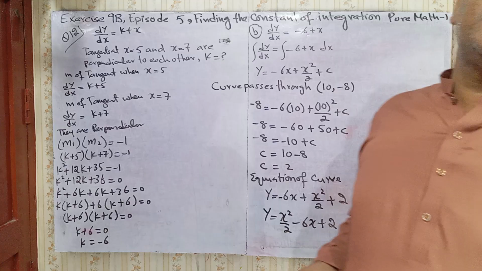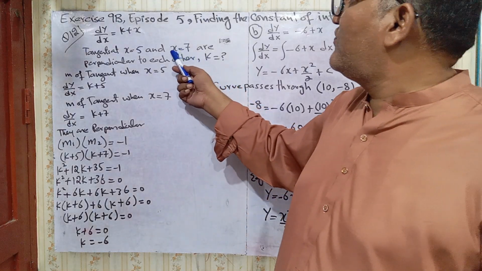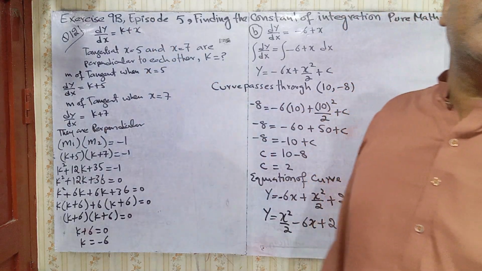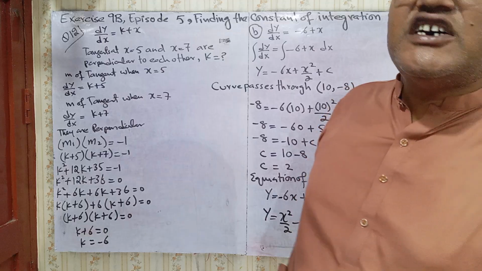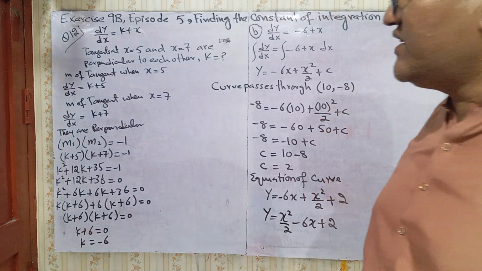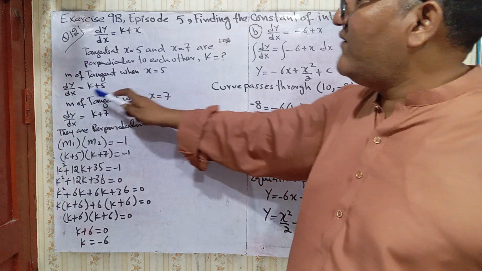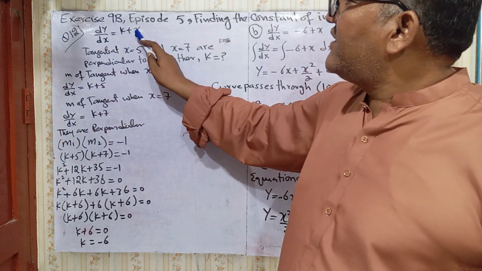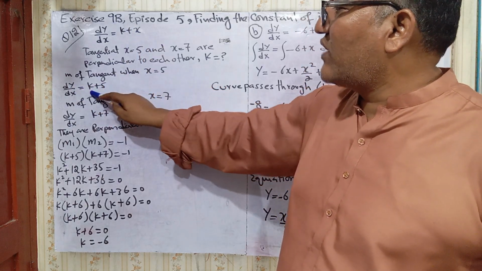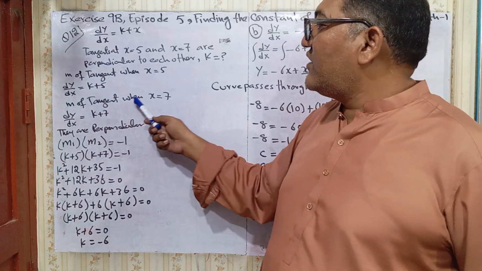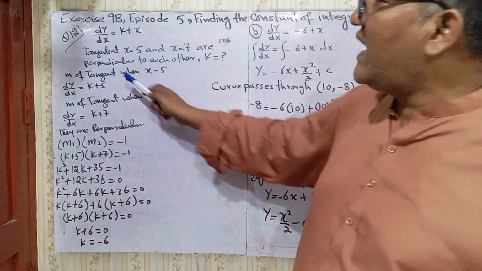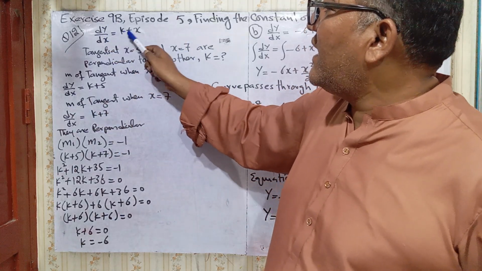The gradient of the tangent: you just put the value of x in that dy by dx. You will get the gradient of the curve, which is also the gradient of the tangent at that point. So the gradient of the tangent when x is equal to 5 will be dy by dx; in place of x, I will substitute 5, so k plus 5. The gradient of the tangent when x is equal to 7 will be dy by dx equals k plus 7.